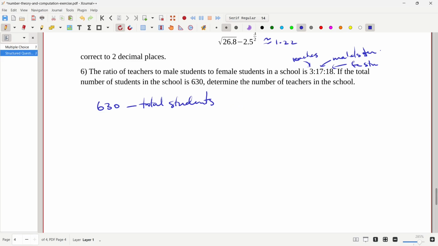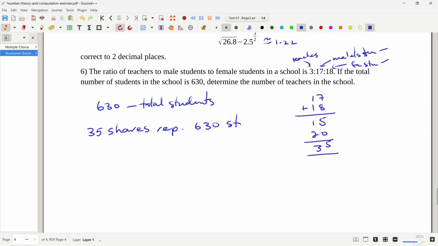Okay, male students and female students make up the total amount of students in the school. So 17 plus 18 is how much? So 7 and 8 is 15, and then 1 and 1 is 2, and then I get 35. So I say a ratio of 35 is what will represent 630. So 35 shares represent 630 students. One share, and I should really say this as persons, right?